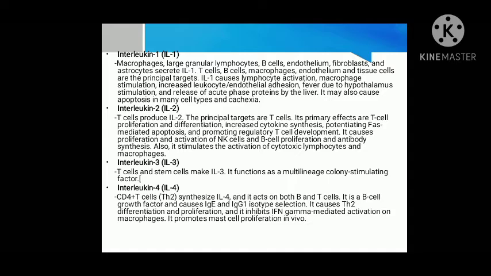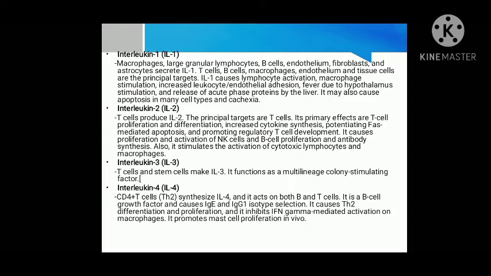And next is interleukin 2, or IL-2. T cells produce IL-2. The principal targets are T cells. Its primary effects are T cell proliferation, differentiation, and increased cytokine synthesis. Interleukin 3: T cells and stem cells make interleukin 3. It functions as a multi-lineage colony stimulating factor.